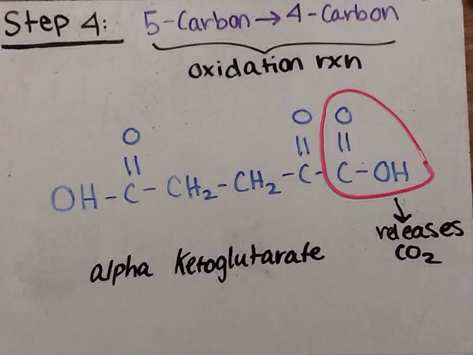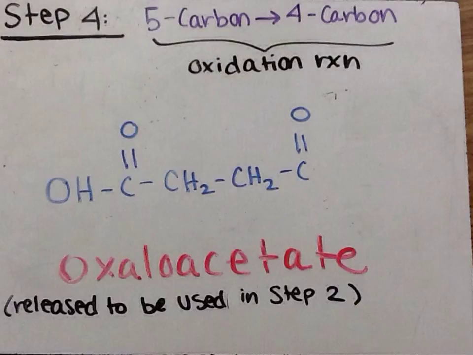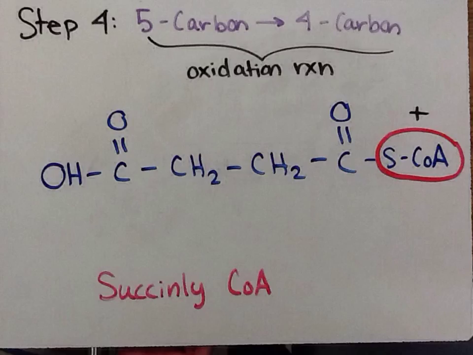In this step, the 5-carbon alpha-ketoglutarate is converted into the 4-carbon succinate. A molecule of CO2 is also released. The remaining 4-carbon molecule is then converted into oxaloacetate, the molecule needed to condense with acetyl-CoA in the Krebs cycle. The excess energy is conserved by adding coenzyme A to the succinate, forming succinyl-CoA. This energy will be harnessed in the next reaction when coenzyme A is removed.